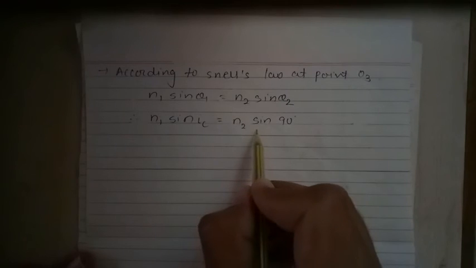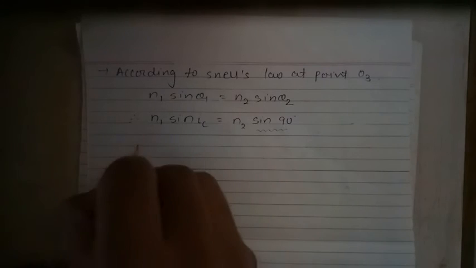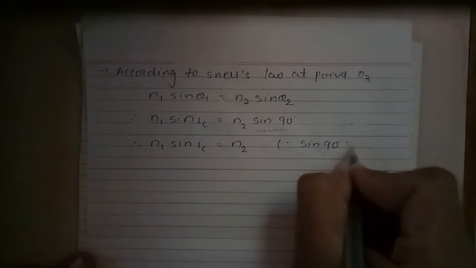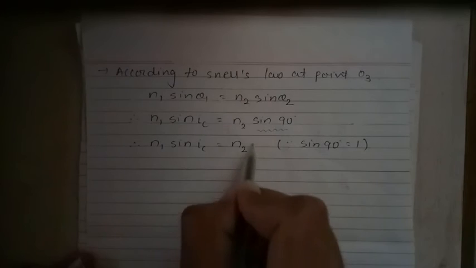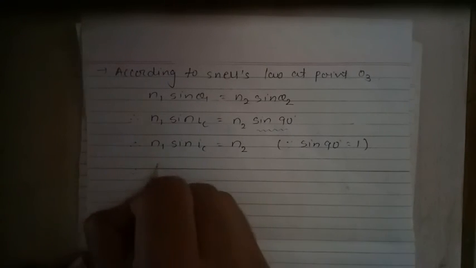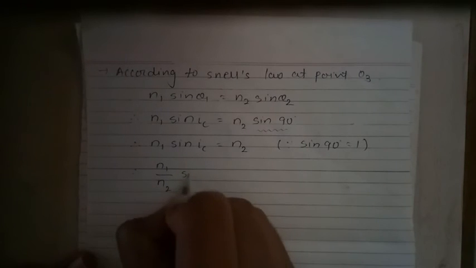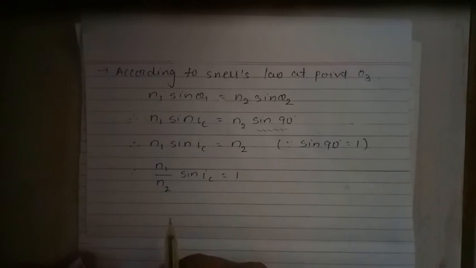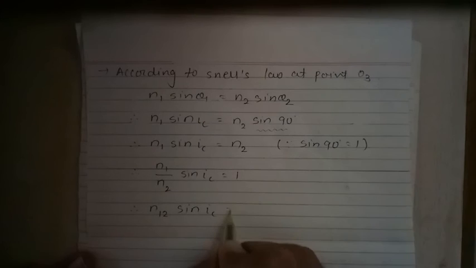Okay, now we know the value of sin 90. Sin 90 is equal to 1. So we can write that n1 sin IC is equal to n2. Now here we take n2 to the left hand side, so we can write that n1 upon n2 into sin IC is equal to 1. We know that n1 upon n2 is equal to n12. So n12 sin IC is equal to 1.